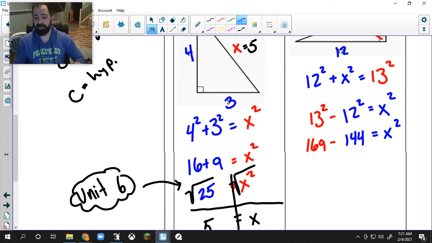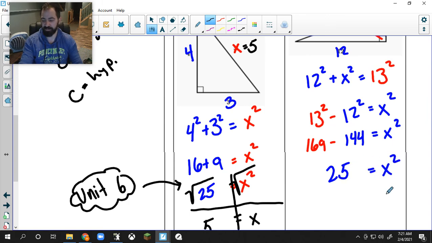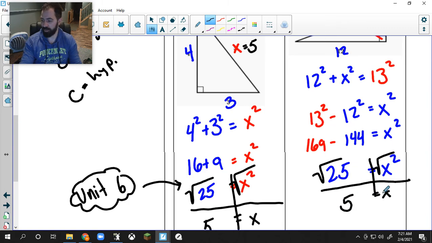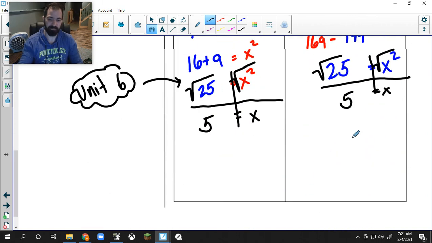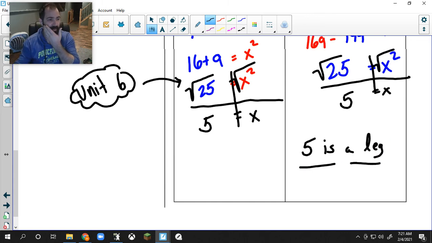Okay, and then we just simplify. 169 minus 144 is, again, 25. We're really good at that. And that equals x squared. And we do the same thing we did in the last problem. We take the square root of both sides, and we get 5 equals x. And in this case, our x is a leg. So 5 is a leg. And you're done. That's it for page 1 of our notes.